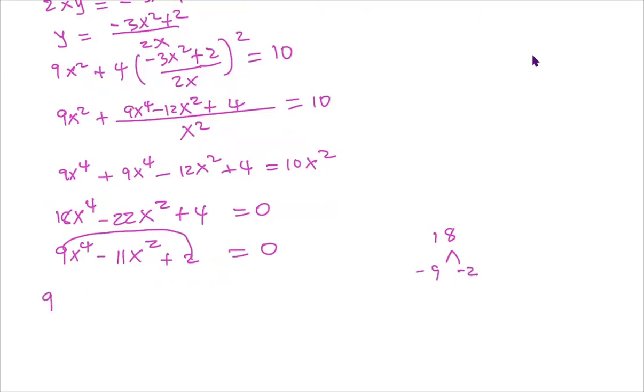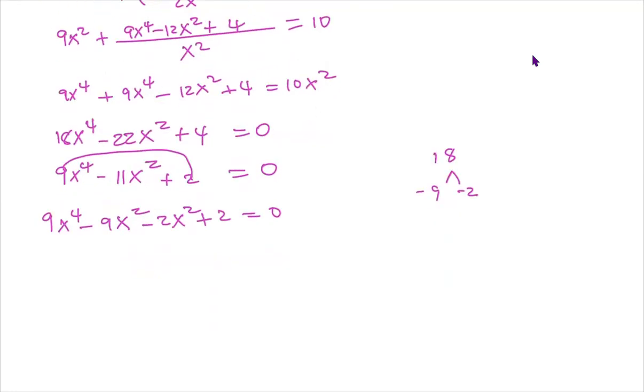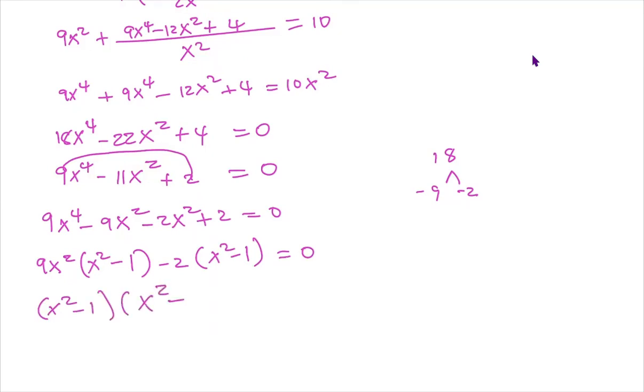And then that's 9x to the fourth minus 9x squared minus 2x squared plus 2 equals 0. Factor out the 9x squared. That's just x squared minus 1, right? And do it again, that's negative 2 out. x squared minus 1 equals 0. x squared minus 1 times 9x squared minus 2.